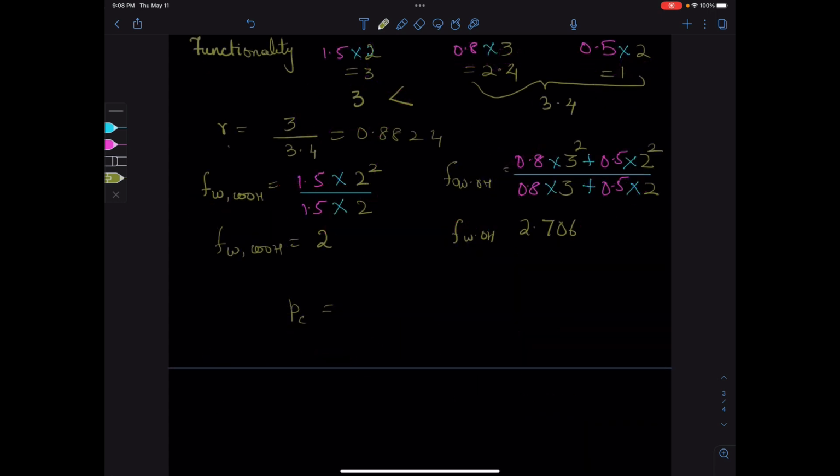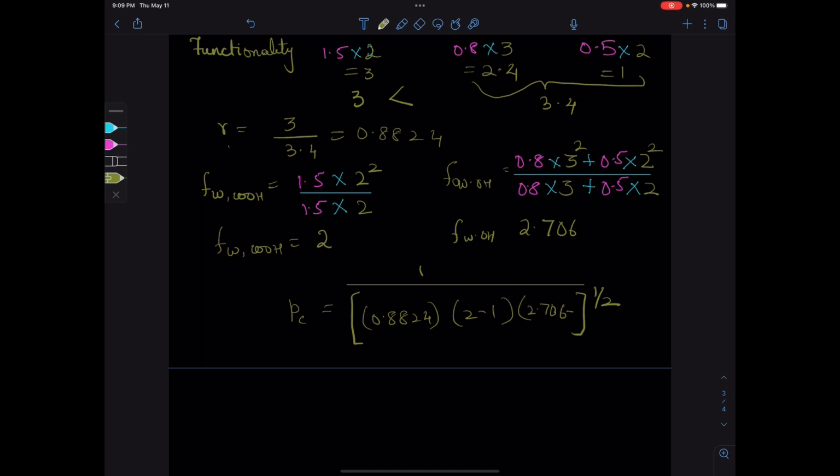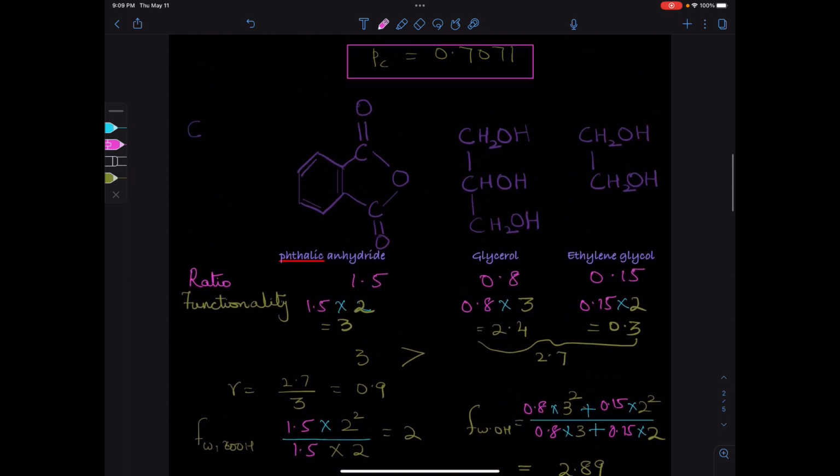Plugging this into the Stockmeyer equation, we get 1 over square root of R, which is 0.8824, times (2 minus 1) times (2.706 minus 1). This gives us a Pc value of 0.8150. So we have found out the Pc values for the three scenarios that were given.